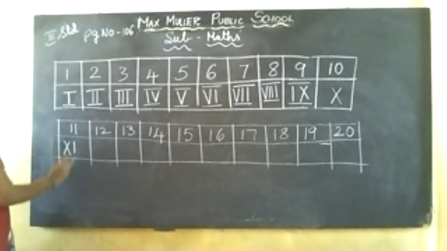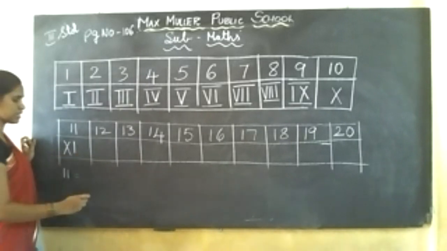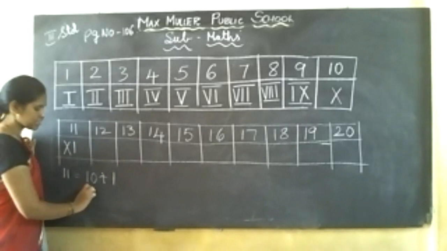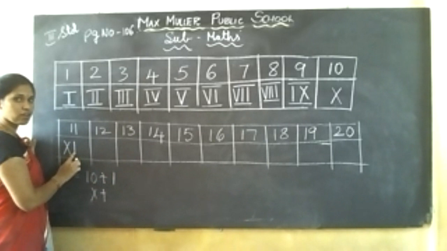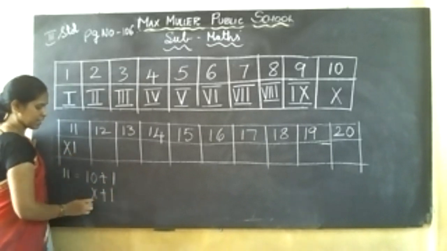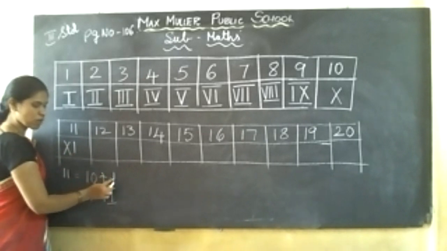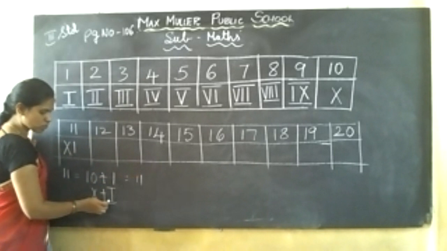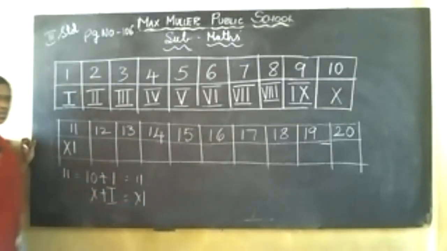Understood all of you? See here, 11, how will you write this one? How will you split this one? 10 plus 1. For 10, how will you write? X. Plus, for I, what is the value of I? 1. 10 plus 1 is 11. So how will you write this one? X plus I. X plus I you will write like this.